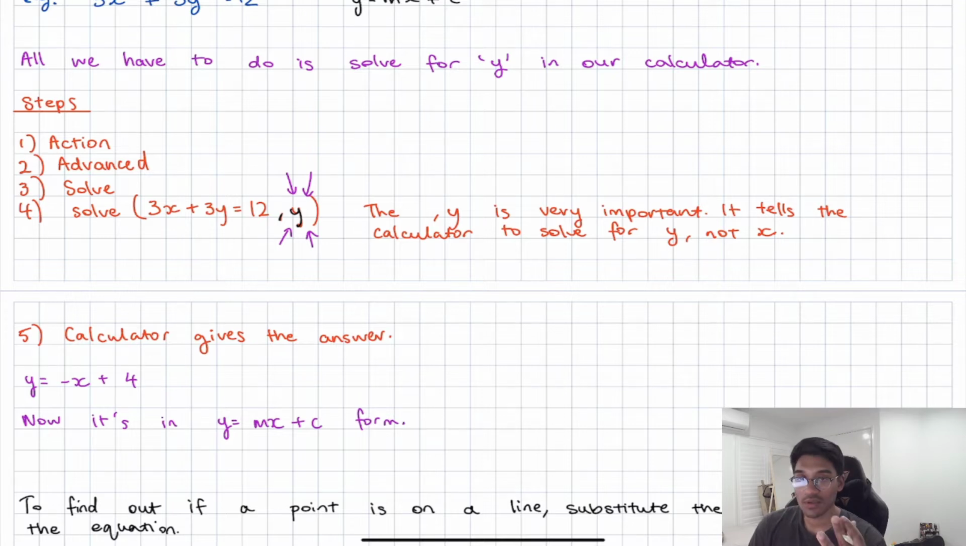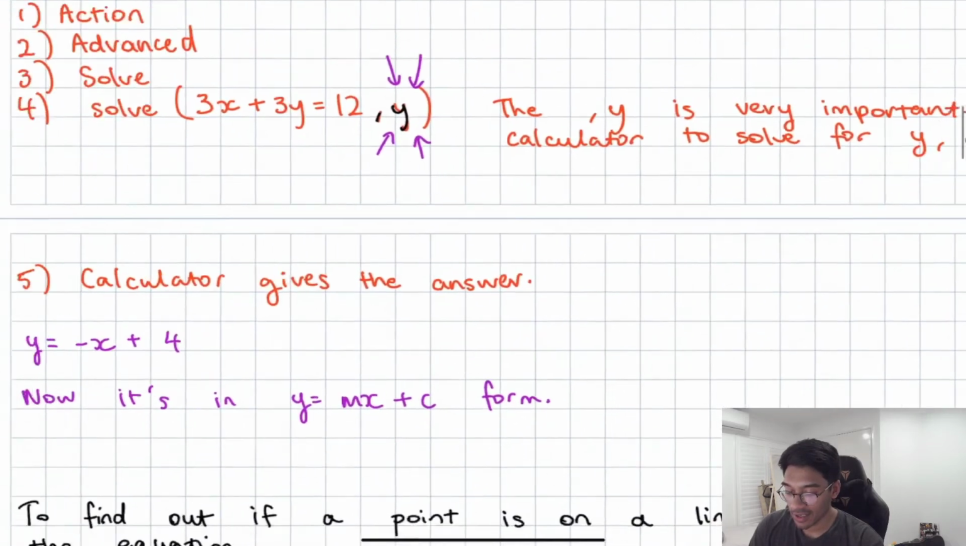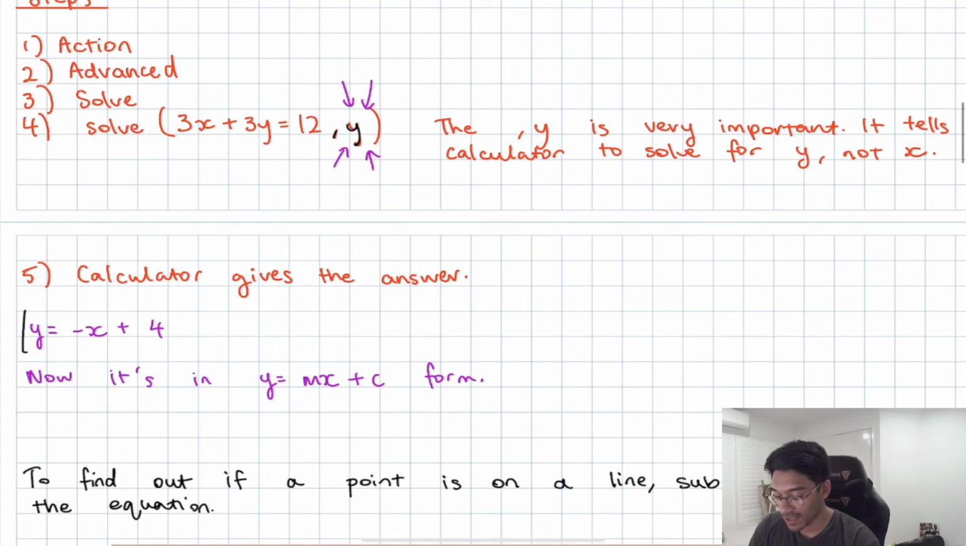So previously we've been solving for x, so sometimes people have not been putting it. But when we're solving for y, we have to put y so it knows to solve for y. And then our calculator gives us the answer. So the calculator gave me the answer, y is equal to negative x plus 4, and that's in our y is equal to mx plus c form.